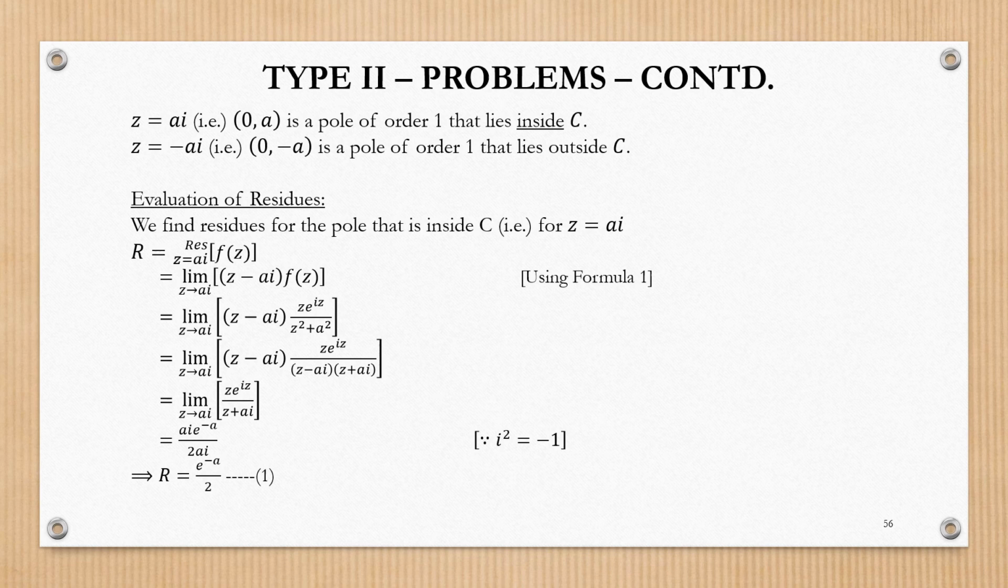Of the two poles, ai lies inside and minus ai lies outside, so we evaluate only one residue using formula number 1. Observe the evaluation of the residue given there in steps. See that the final answer for the residue here is e power minus a divided by 2, which is represented by equation number 1.